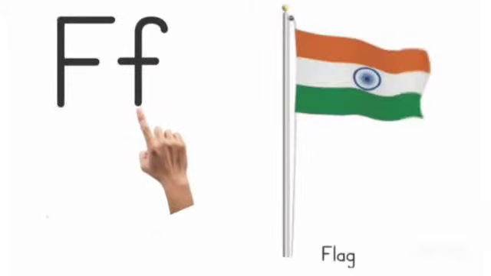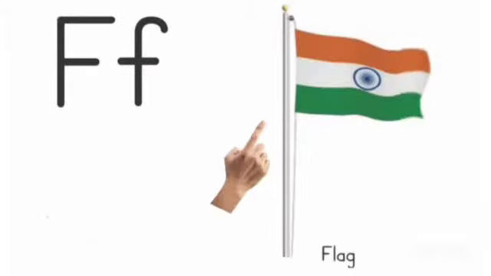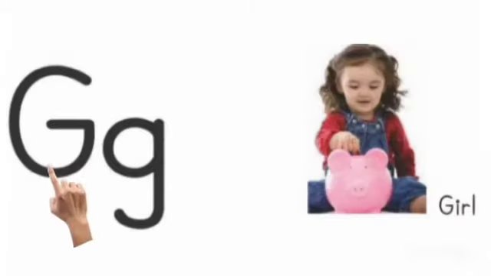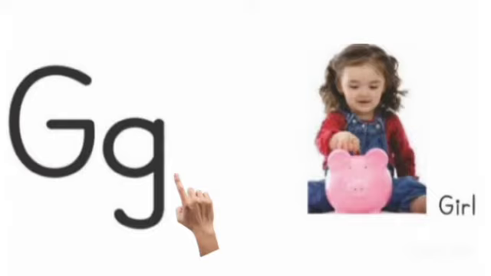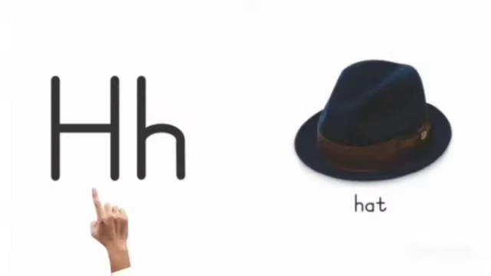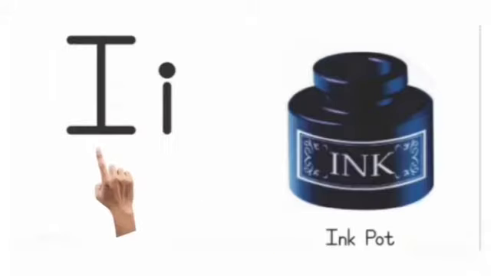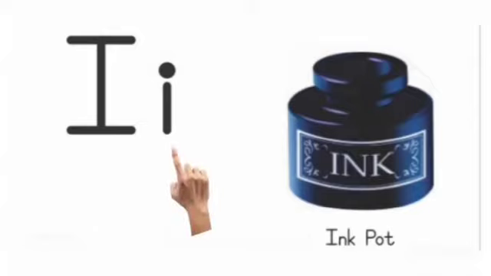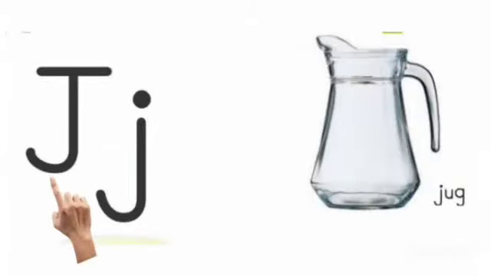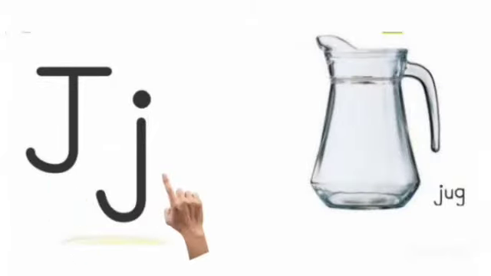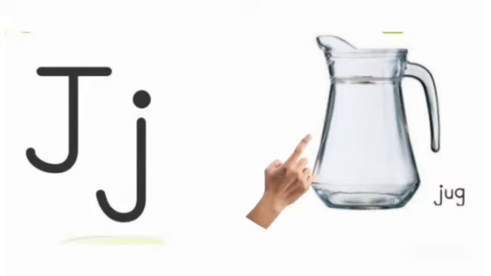Capital F, small f for flag. Capital G, small g for girl. Capital H, small h for hat. Capital I, small i for ink pot. Capital J, small j for jug.